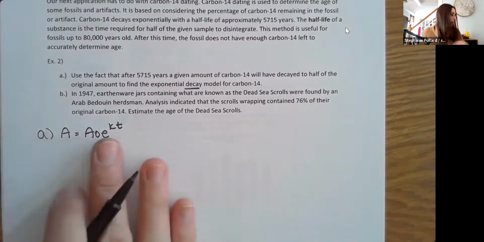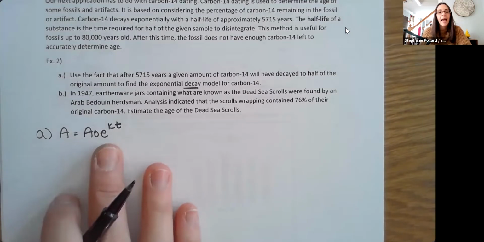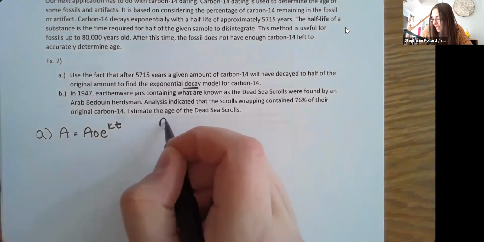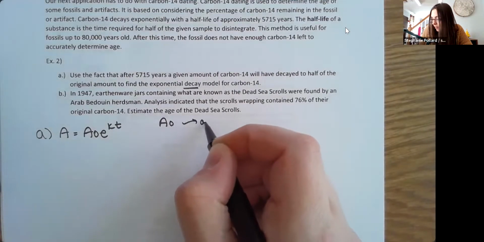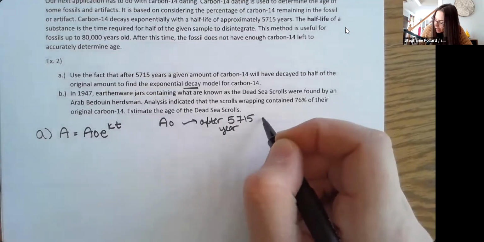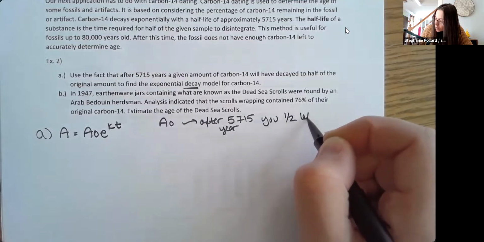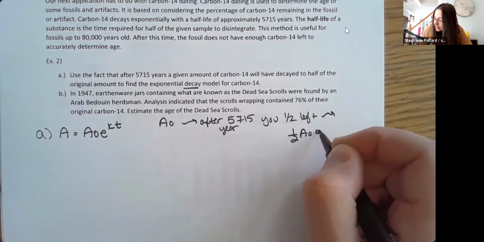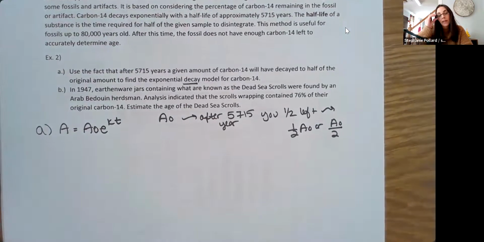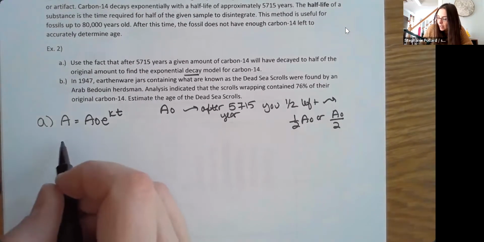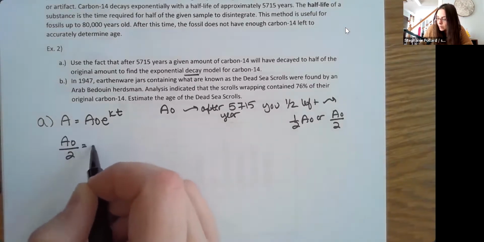All right, so here's our starting setup. What you want to think here is that after 5,715 years, you have half the amount left. So if your starting amount is A sub 0, then after 5,714 years, you have half left. So what's half of A sub 0? It's just 1/2 of A sub 0, or A sub 0 over 2. It doesn't matter what that starting amount is, it's still going to be divided by 2. So your formula looks like A sub 0 over 2 is equal to A sub 0 e to the kt.